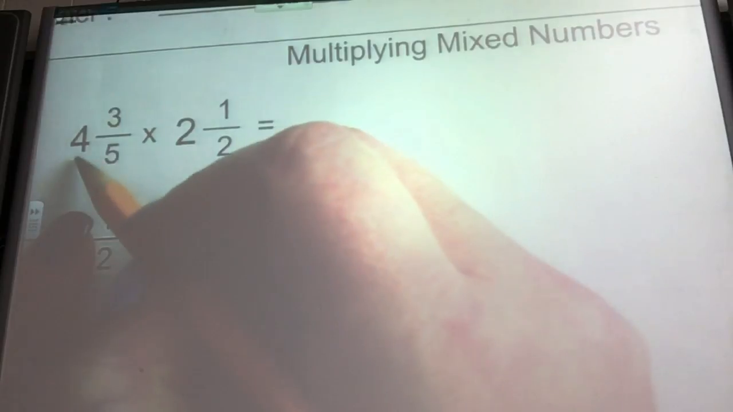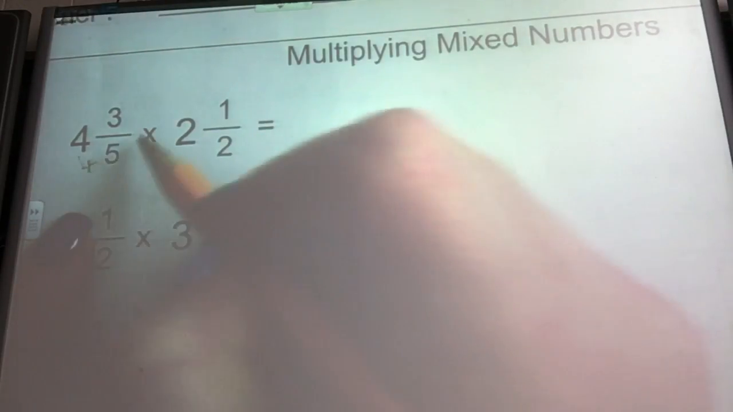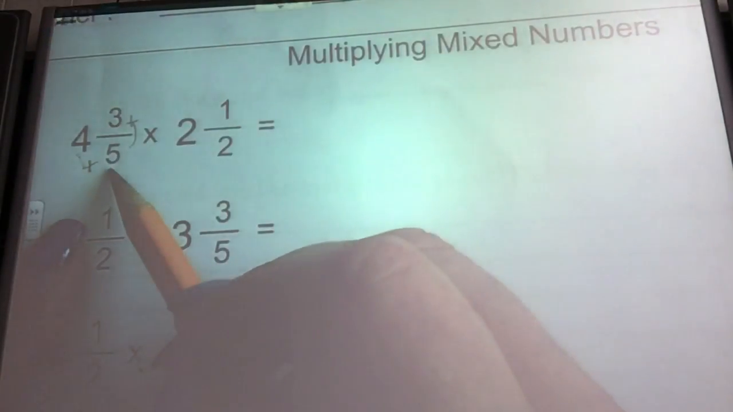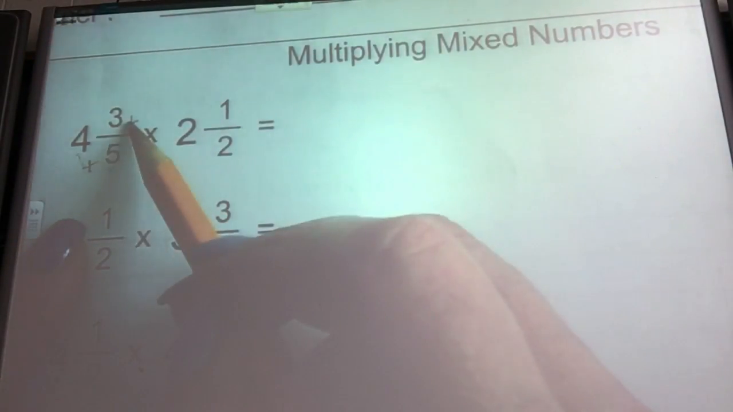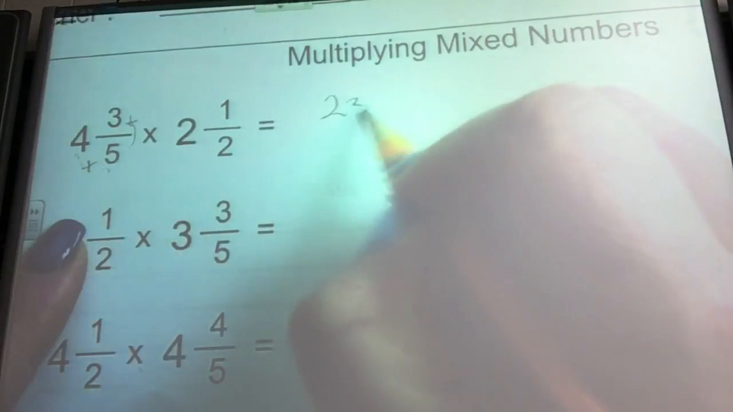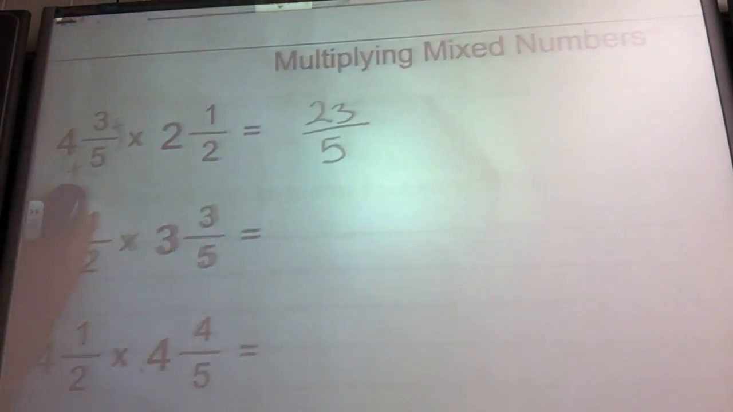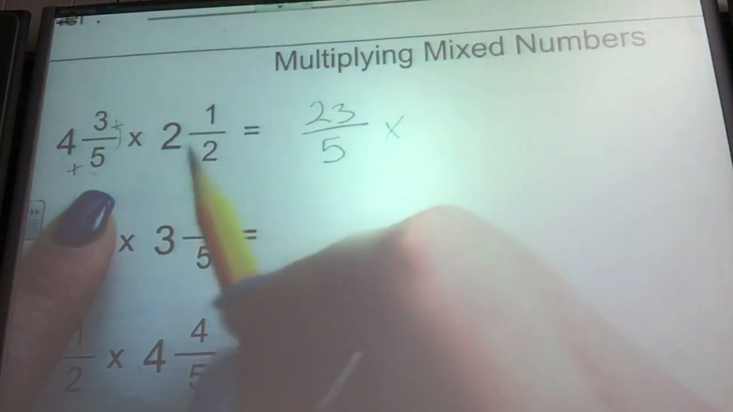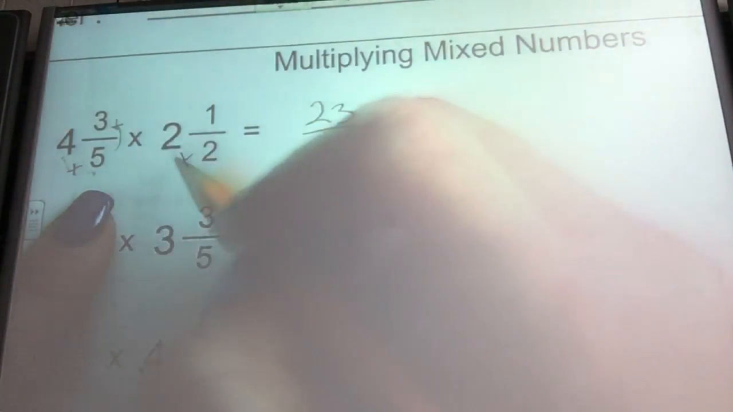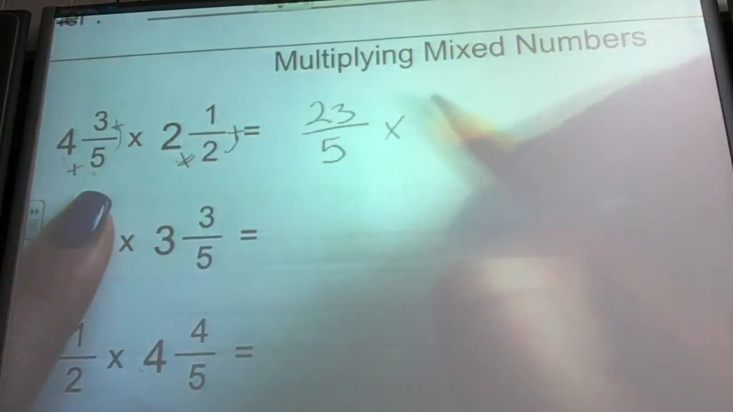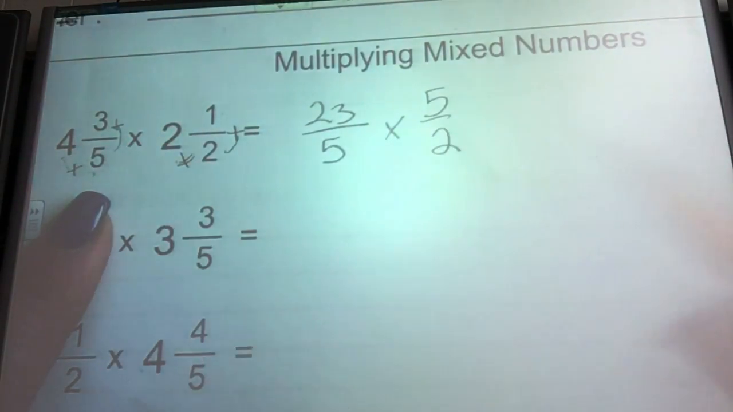The way we do that is we multiply the whole number by the bottom and then add the top. So we take 4 times 5, which is 20, and 20 plus 3 is 23, and it's always over the same bottom number, 23 over 5. Then we're going to do the same thing here. 2 times 2 is 4, add the top, 4 plus 1 is 5 over 2.